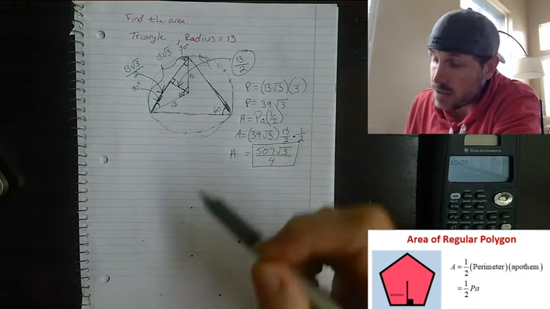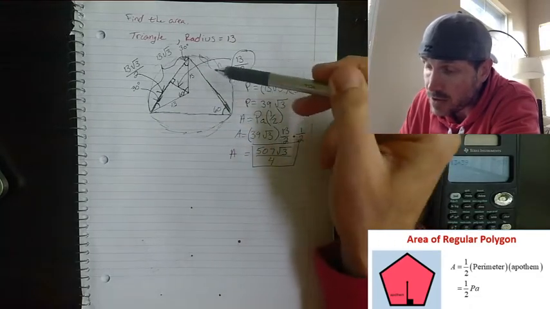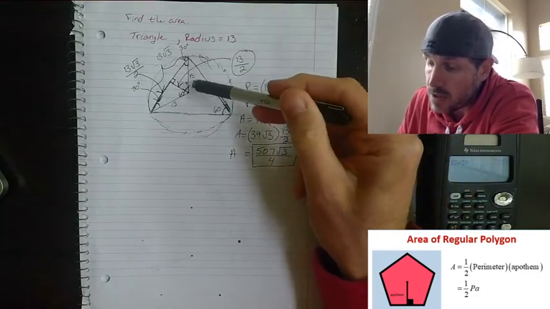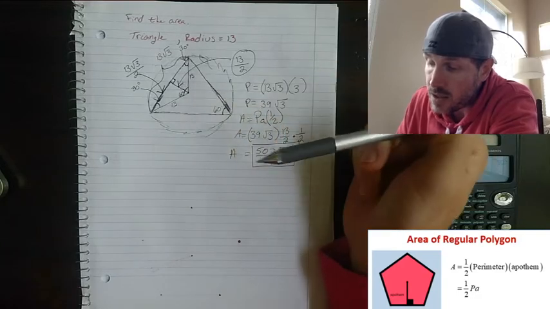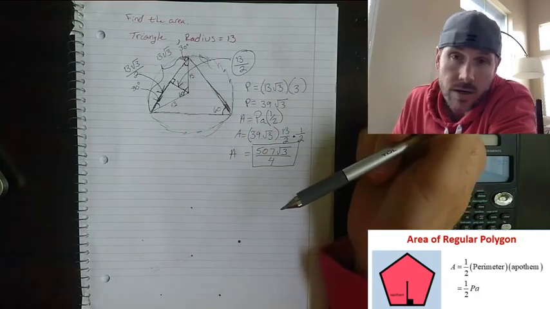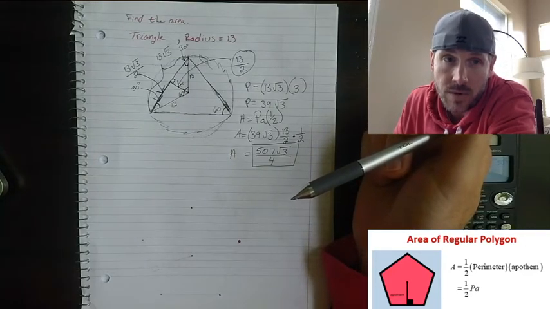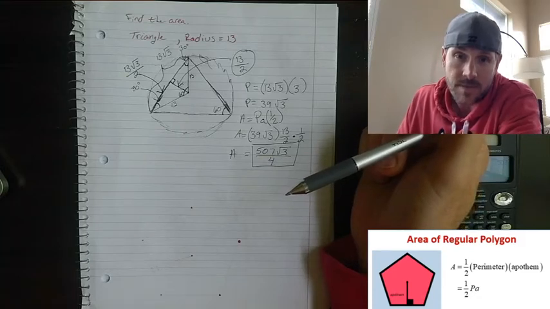So the key here is using what we know about our shapes and our angles to be able to create enough information to start getting the sides and the lengths that we need. All right? I hope that was helpful.